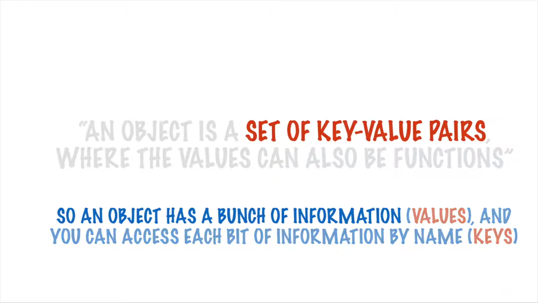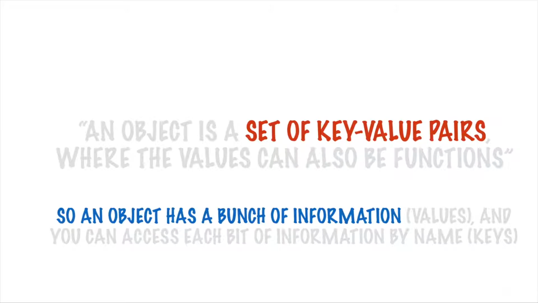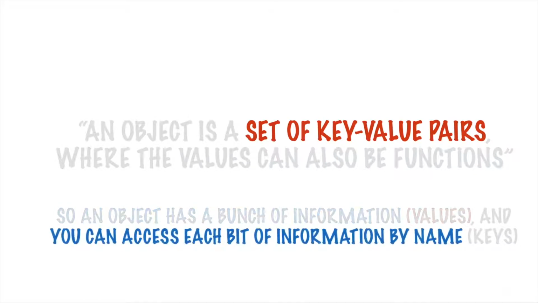The bunch of information that an object holds is the values in an object. Those are the values which are contained in an object. How do we access this information? This information is looked up by name. Each bit of information has a name associated with it, and that is the name we use to look up that information. These form the keys of an object.